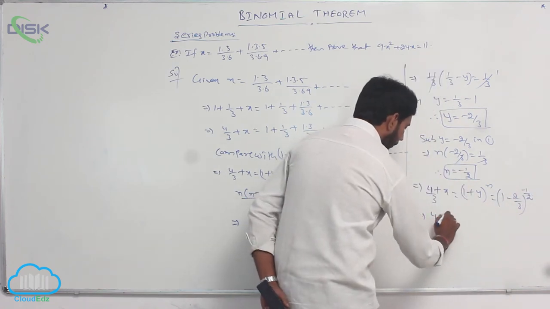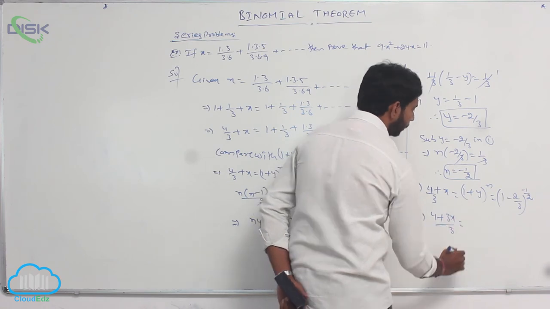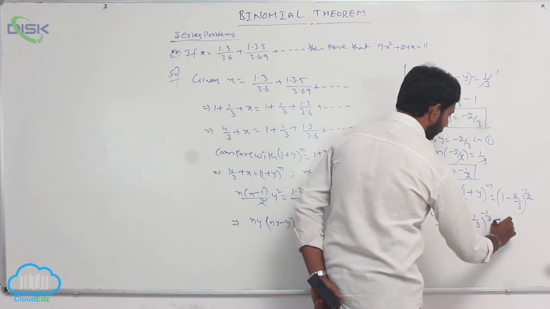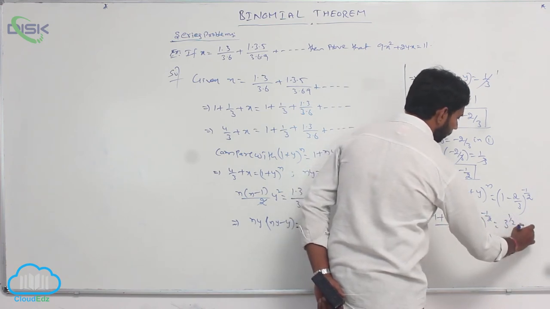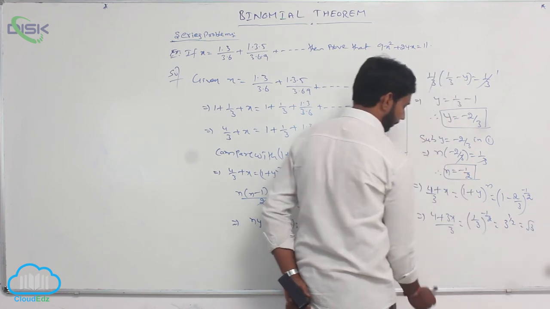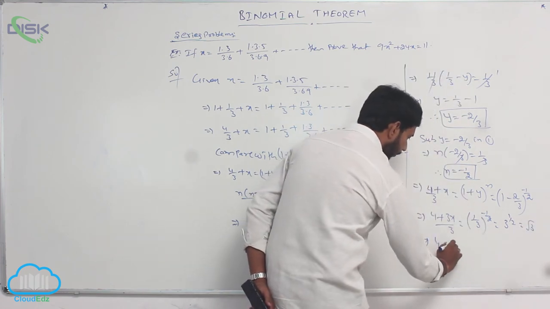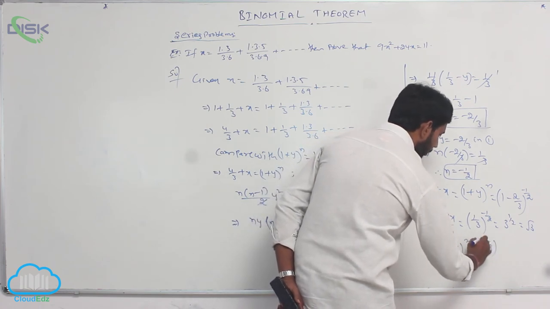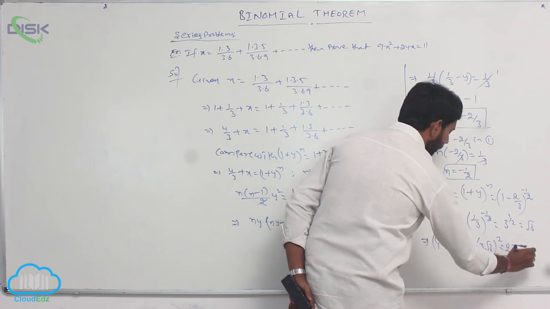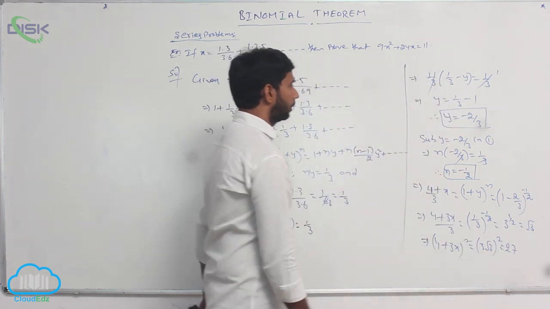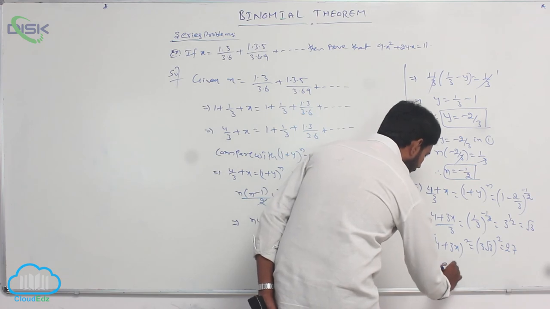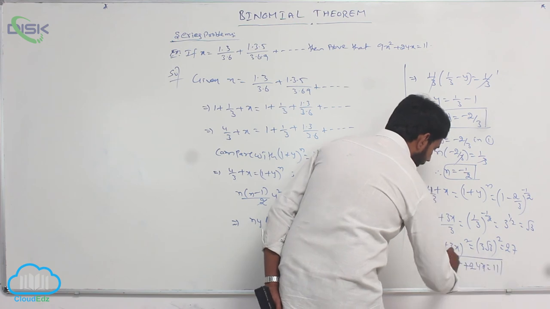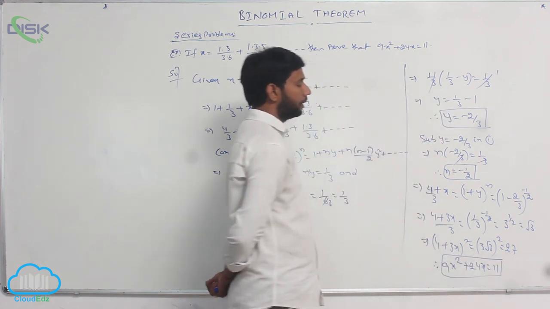Taking LCM, that is 4 plus 3x by 3 is equal to 1 by 3 whole power minus 1 by 2 is equal to 3 power 1 by 2 is equal to square root of 3. Squaring on both sides, that is 4 plus 3x whole square is equal to 3 into root 3 whole square is equal to 27. Therefore, 9x square plus 24x is equal to 11.